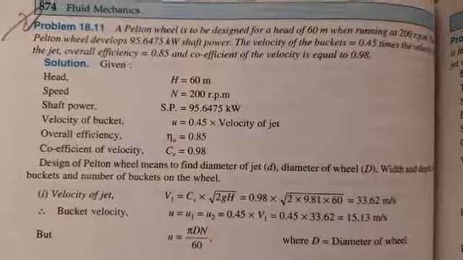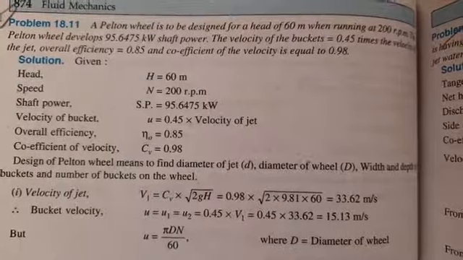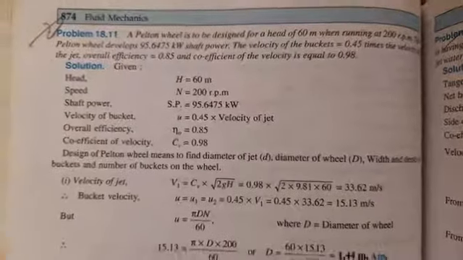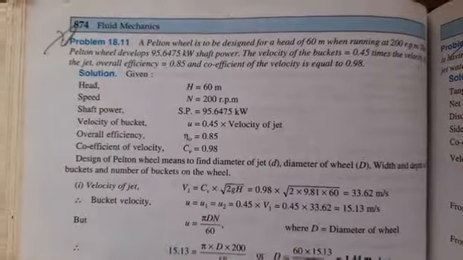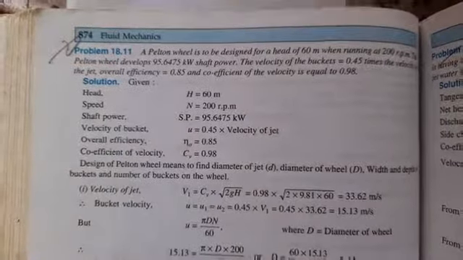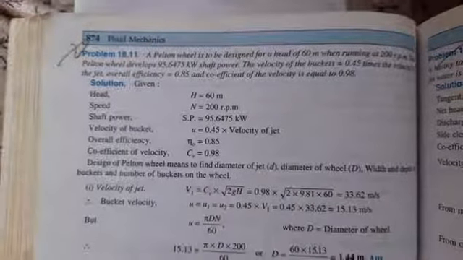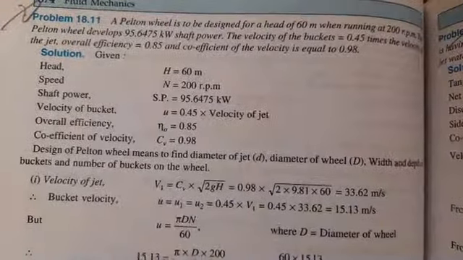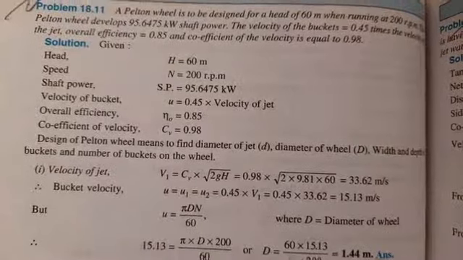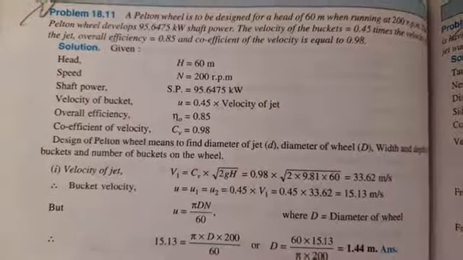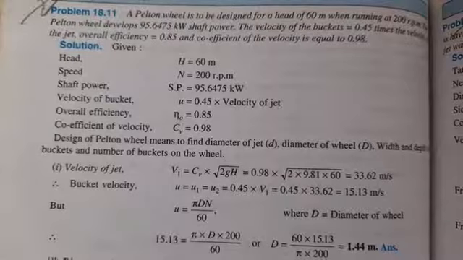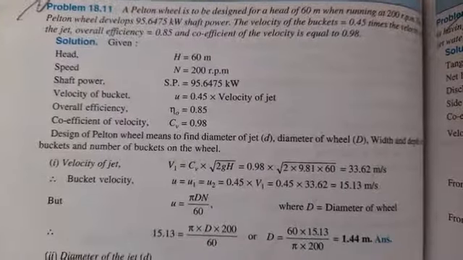A Pelton wheel is to be designed for a head of 60 meter when running at 200 rpm. The Pelton wheel develops 95.6475 kilowatt power. The velocity of bucket is equal to 0.45 times the velocity of jet. Overall efficiency is equal to 0.85 and coefficient of velocity is equal to 0.98.